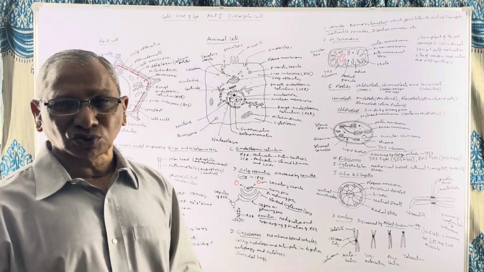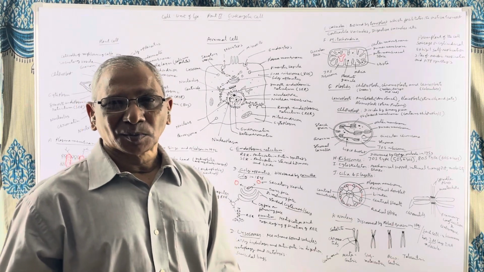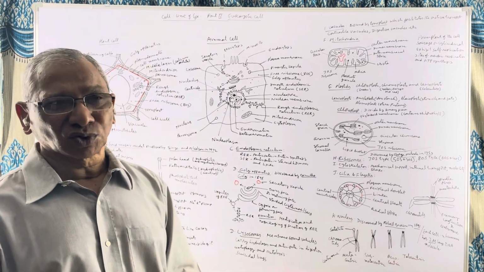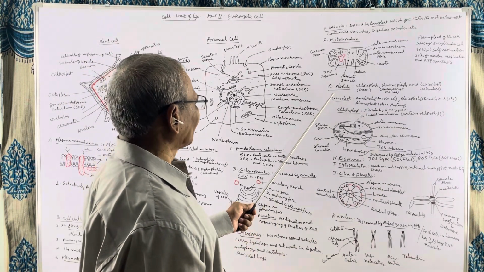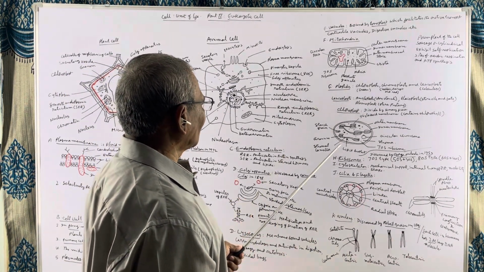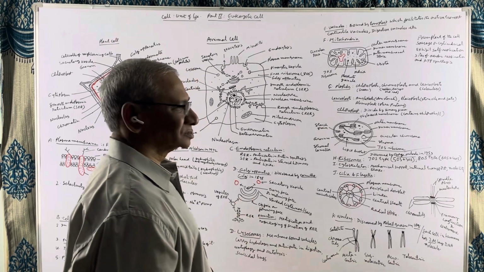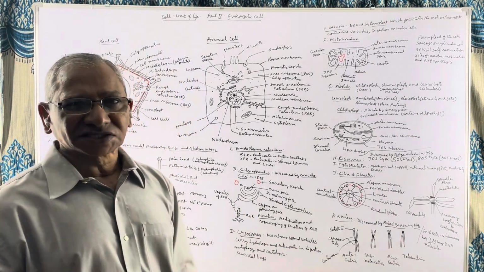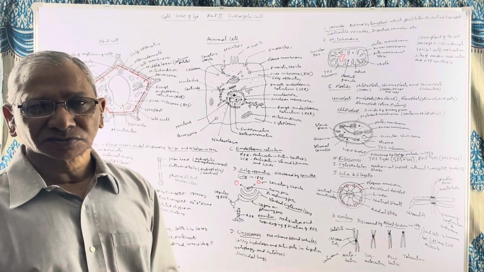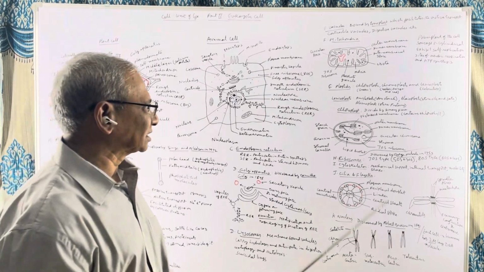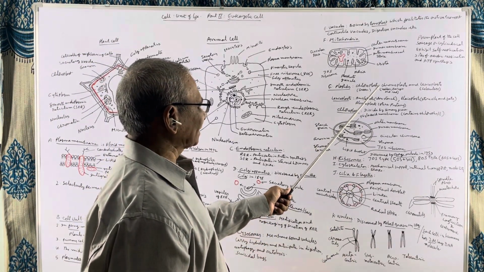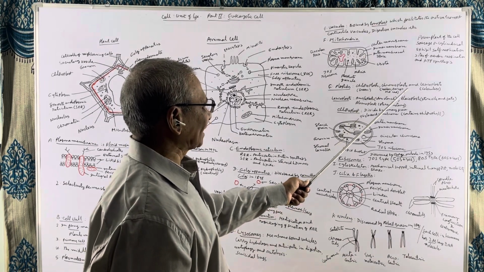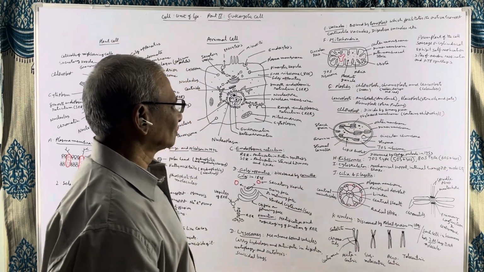Whatever oxygen we consume is utilized by the mitochondria in aerobic respiration or in the Krebs cycle. Then, plastids. Plastids are present only in plants. They are completely absent in animals. The plastids are three types again: chloroplasts, chromatoplasts, and leucoplasts.